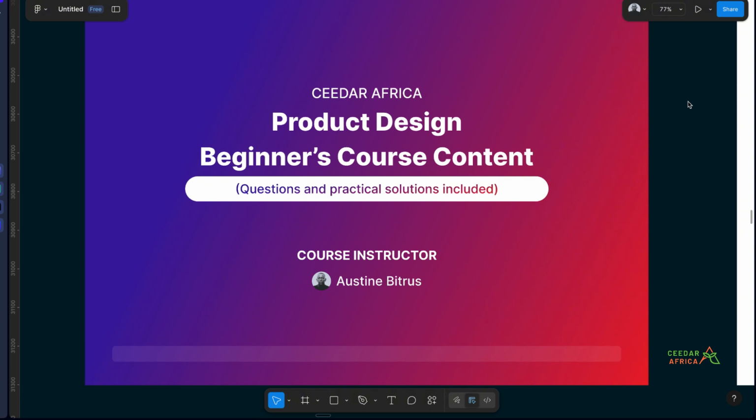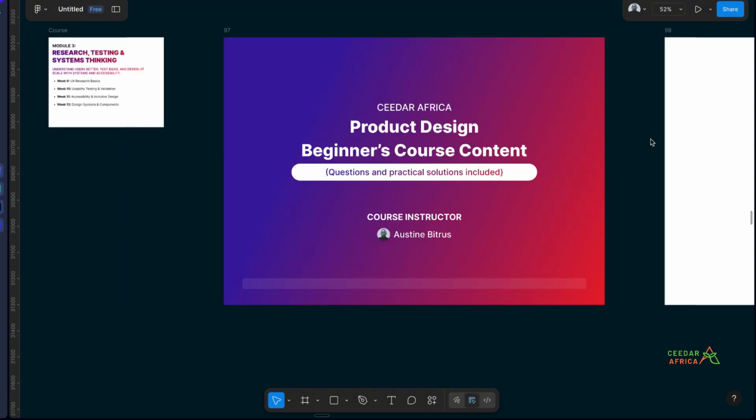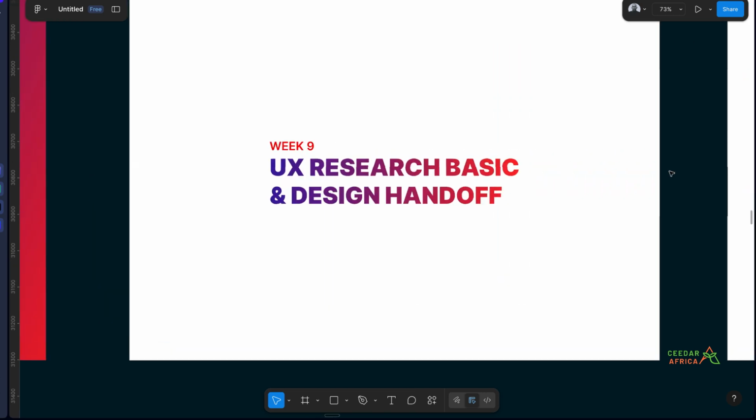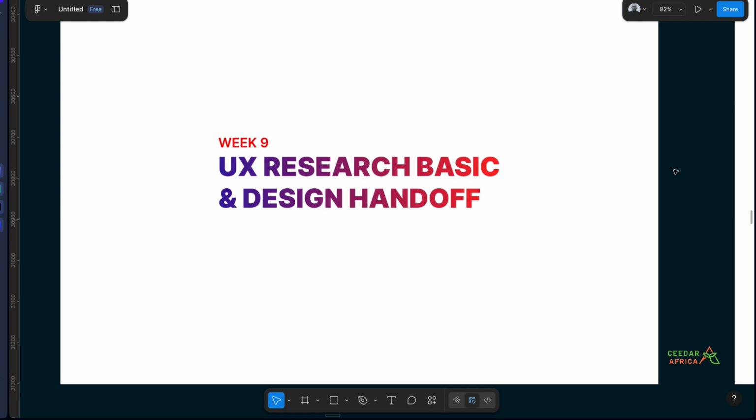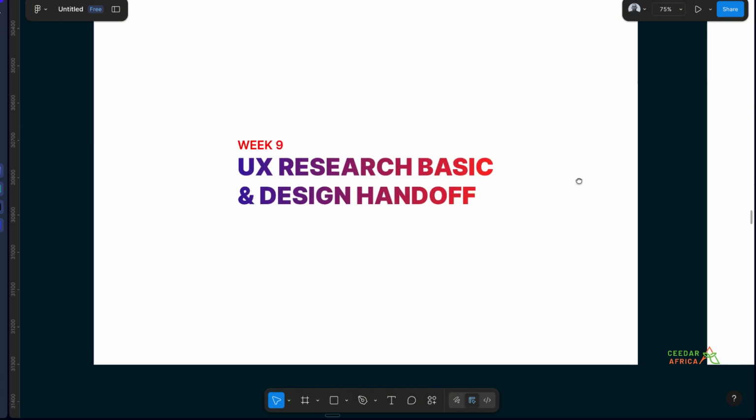This is the final theory lesson for this course. We'll be seeing two important topics: UX research basics and then design handoff. After this lesson, we would be doing a couple of practicals. We would finish up our exercises, and then we will do our final design project, so that we will use that as a foundation to build our portfolio, right? So let's continue. We'll be looking at UX research basics, and then we'll move to design handoff.